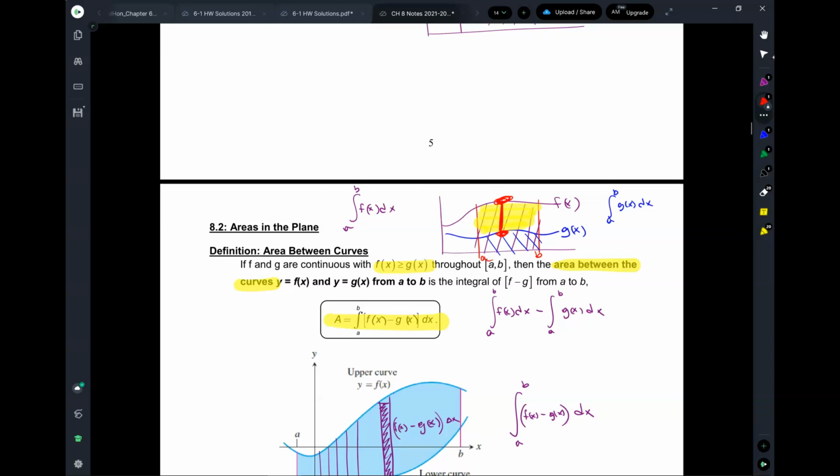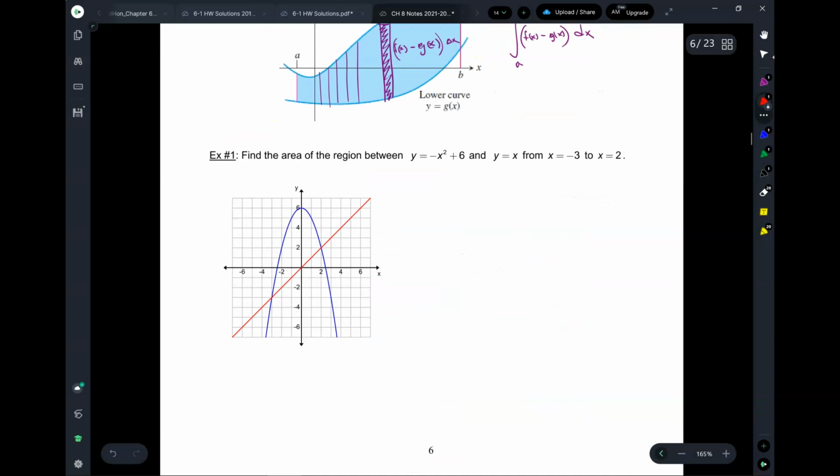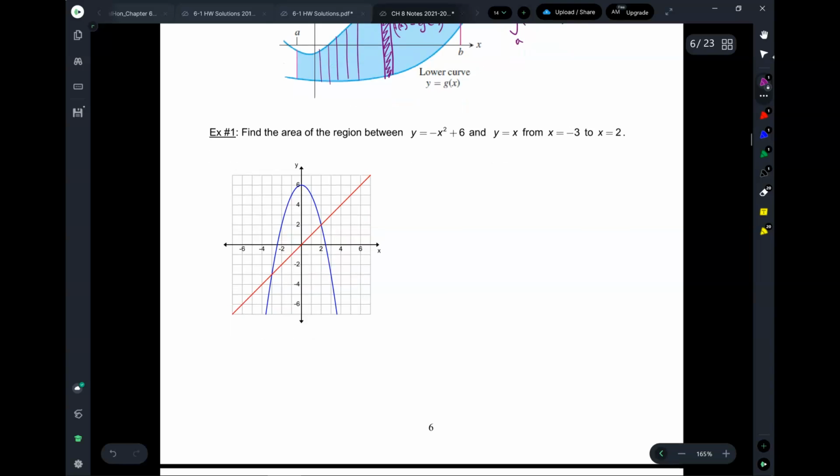Okay? So, here we go. Our very first one. We want to find the area of the region between y equals negative x squared plus 6 and y equals x. So the parabola and the line y equals x, from negative 3 to 2. Okay? You should know how these would look and so on. You may or may not be given the graph. You should know how to reproduce it on your own. Okay, so the area that I'm looking for is this. And it basically is enclosed between this point and this point. Okay?